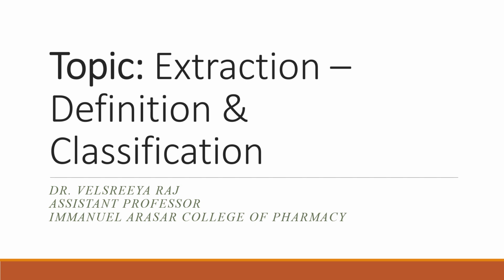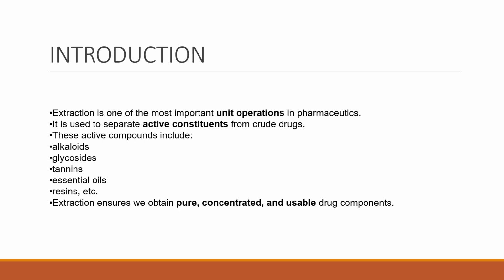Today we are going to learn about extraction. The first topic is the introduction. Extraction is one of the most important unit operations in pharmaceutics. It helps us separate active medicinal constituents from crude drugs. These active components include alkaloids, glycosides, tannins, essential oils, etc. By extraction, we can obtain pure, concentrated, and usable forms of these chemicals. Extraction ensures that the medicine we prepare is effective and contains the right amount of active ingredient.